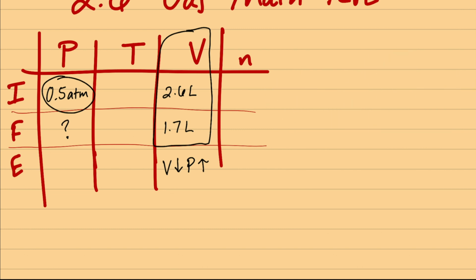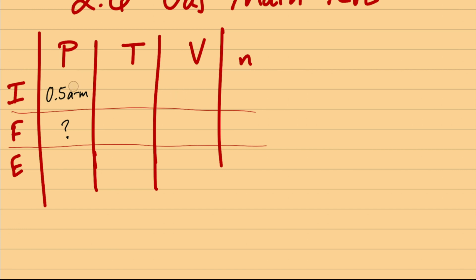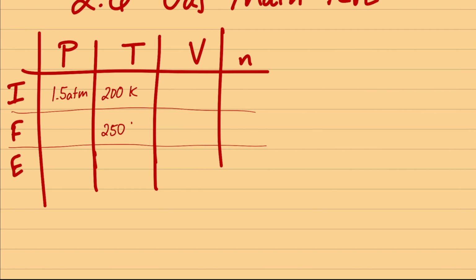Okay, let's do another problem here. This one's going to be a little bit more complicated. It's going to have 2 variables changing. All right, let's say that our pressure this time is 1.5 atmospheres, and our temperature at first is 200 Kelvin, but it's going to go up to 250 Kelvin.